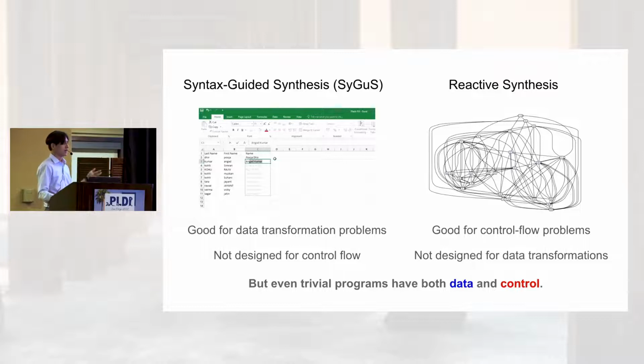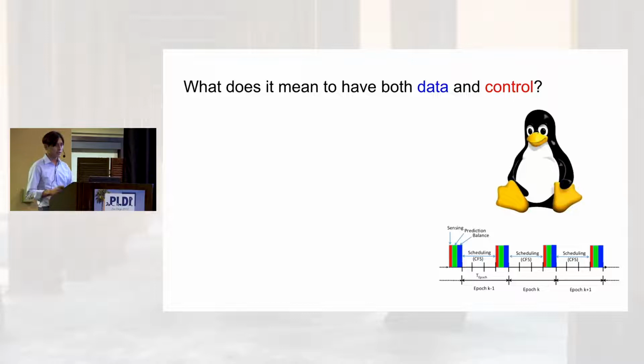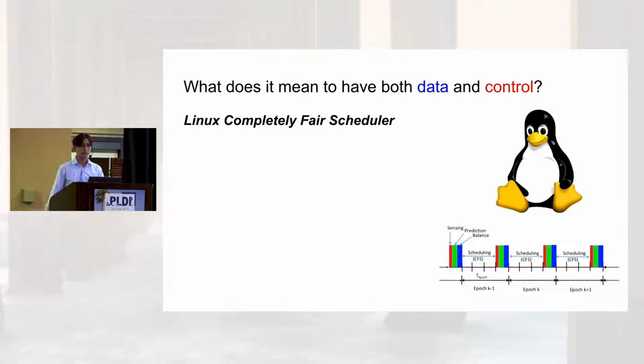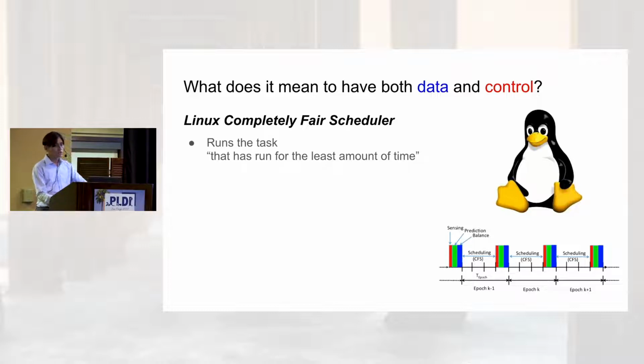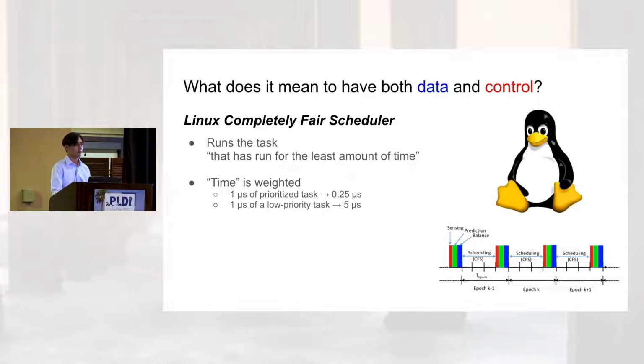So what does it mean to have both data and control? Let's look at one simple example. Let's look at the Linux completely fair scheduler, which is the default scheduler on the Linux kernel. This tries to run the task that has always run for the least amount of time. And this is in parentheses because time is weighted, in the sense that if you have a prioritized task and you run for 1 microsecond, it could actually be bookkept as a quarter of a microsecond. And vice versa, if you have a low priority task and you run for a microsecond, maybe it'll be bookkept as 5 microseconds.